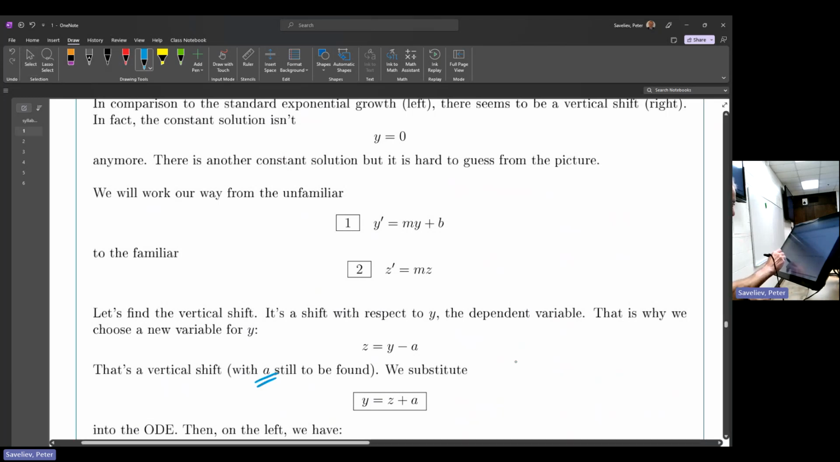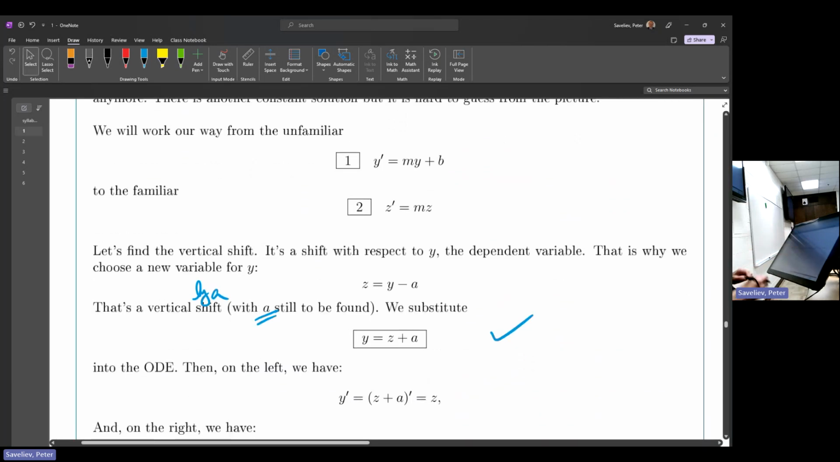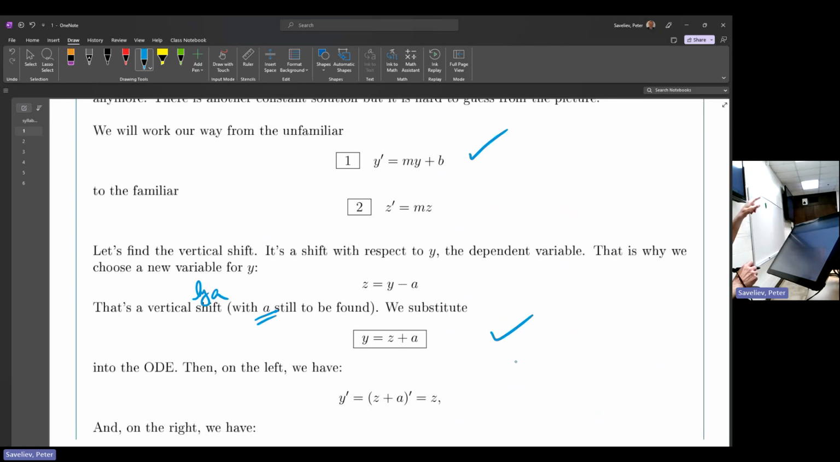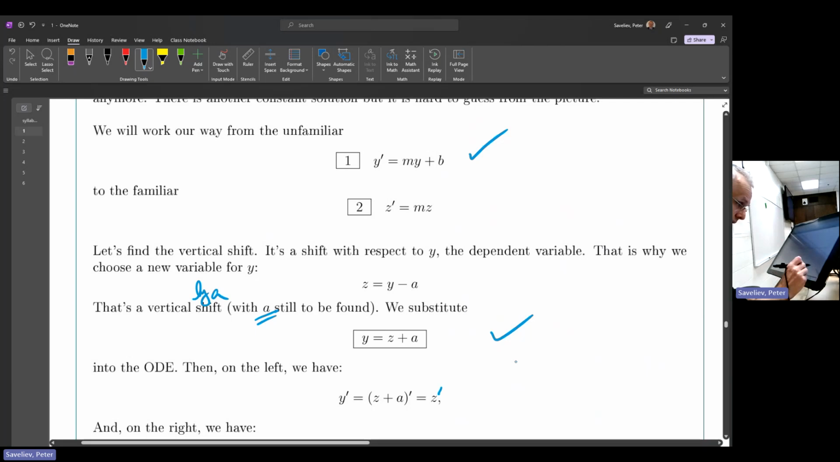So a vertical shift by A, positive or negative, I haven't decided yet. And then this is my substitution. That's my function, and everything is around it. And then I carry out that substitution. Okay, so I take my first differential equation. I replace y with z plus a. Okay, so (z plus a) prime is equal to, which is z prime. I'm sorry, that's a typo. So (z plus a) prime is z prime.